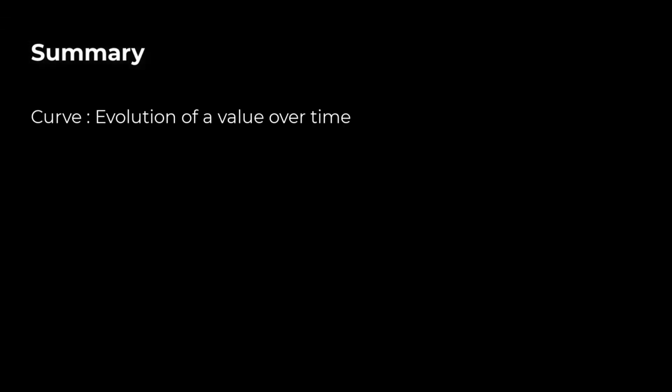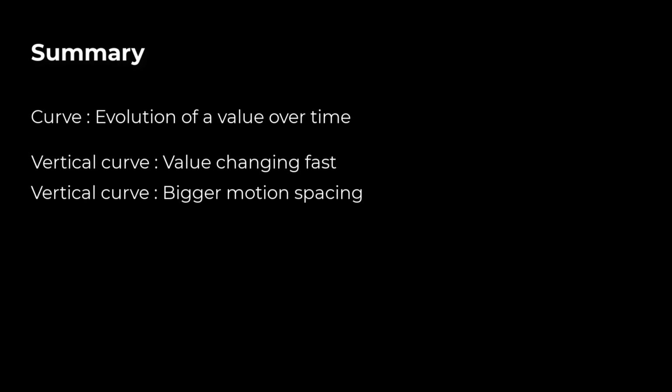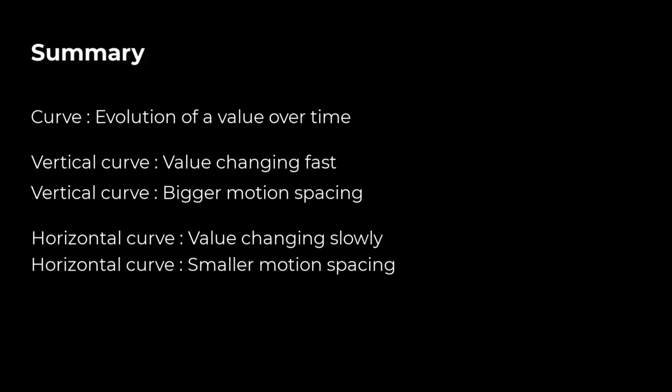To summarize, we have seen that a curve is just the representation of the evolution of a value over time. The more vertical the curve shape, the faster the value changes, and it translates into bigger spacing. The more horizontal the curve, the slower the change. Motion-wise, it translates into smaller spacing. A flat curve indicates that there is absolutely no change in the value, and so no motion.